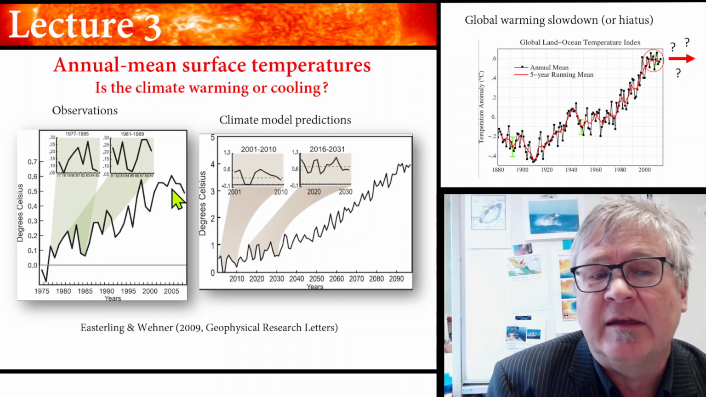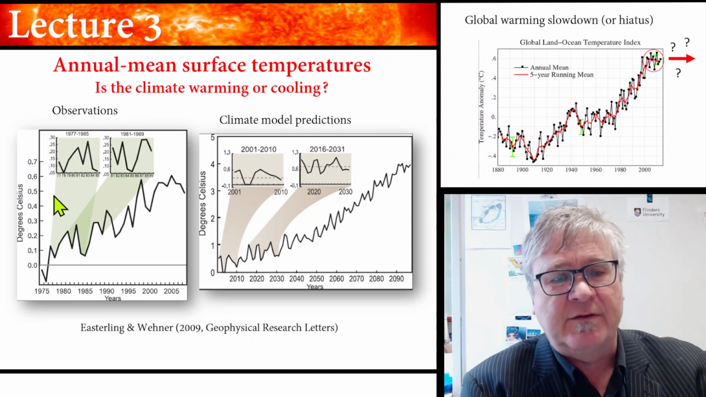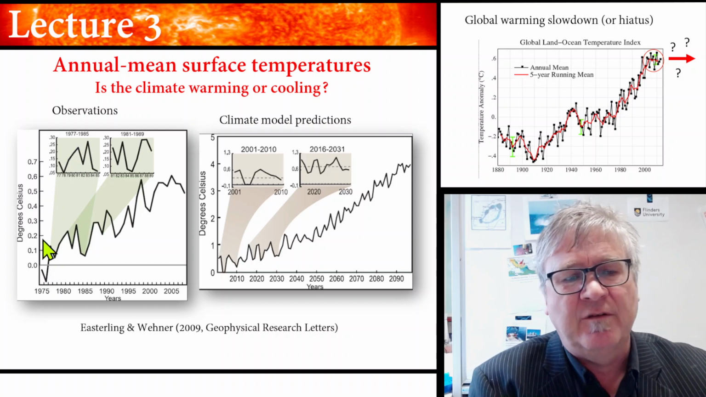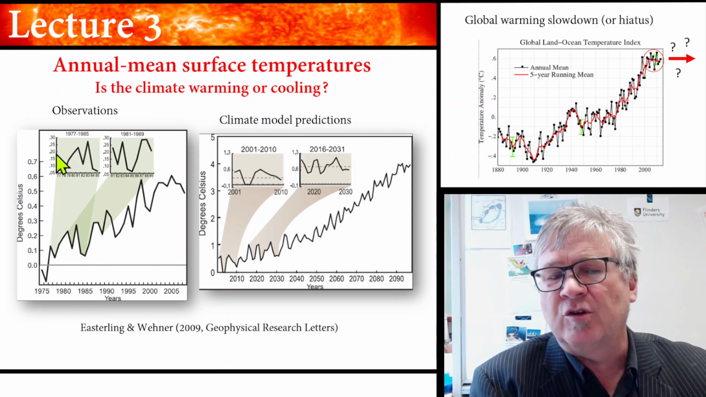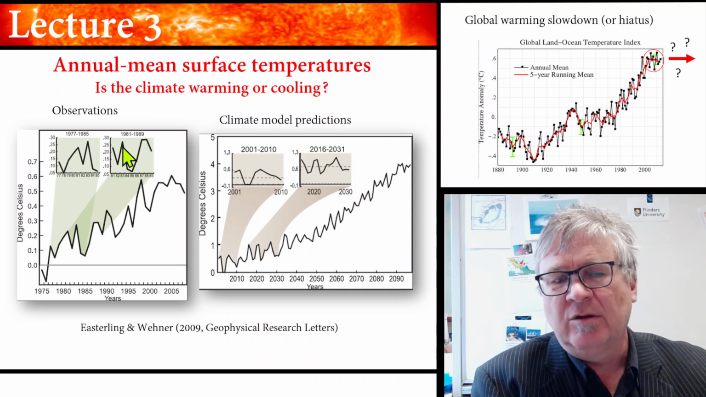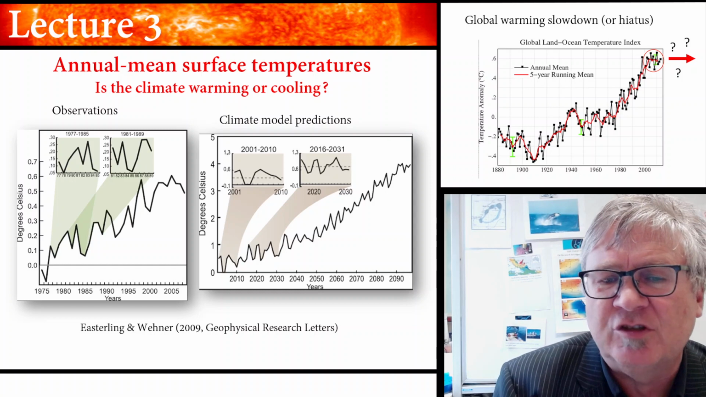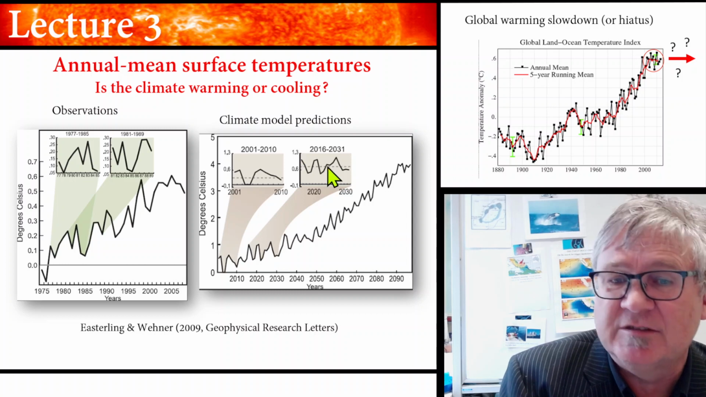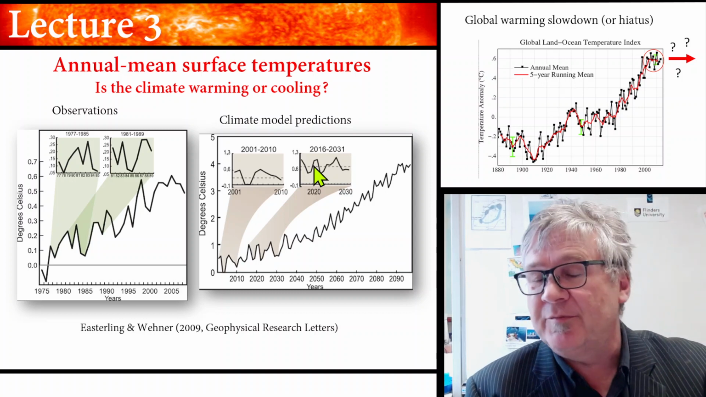This has been published by Easterling and Wehner in Geophysical Research Letters, and they look at observations and just grab time series. This is from 1977 to 1985, and if you look at that window, actually not that much warming on average during this time, or from 1981 to 1989, not much warming. If you also look at climate predictions into the future, 2016 to 2031, in climate predictions there are times where you have little warming on that short time scale.